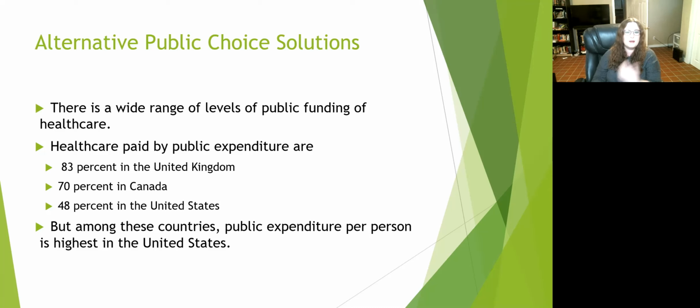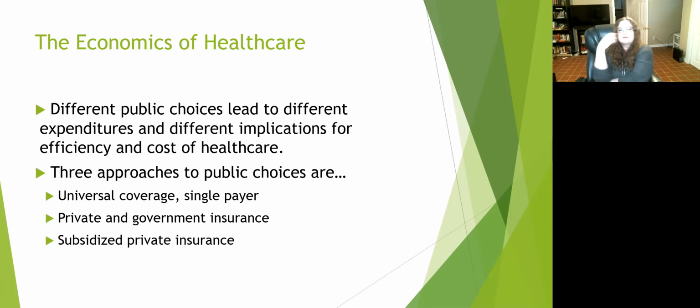And there's a wide level of public funding. In the United States, we pay for about 48% of healthcare costs through government expenditures. In the United Kingdom, that's 83%. In Canada, it's 70%. But out of all of these countries, though we have a smaller percentage of healthcare that's paid for by the government, we actually have a really, really high government expenditure per person. So if we divide this per person, we actually have much, much higher rates.